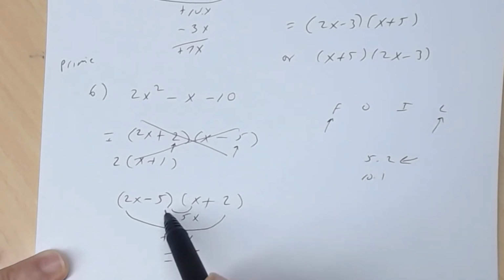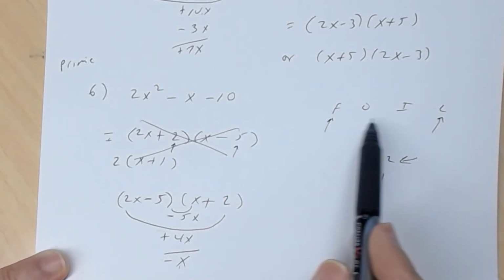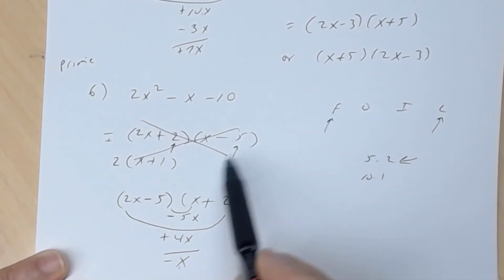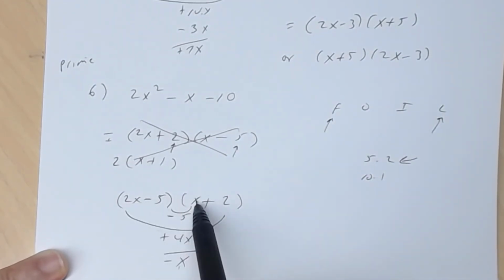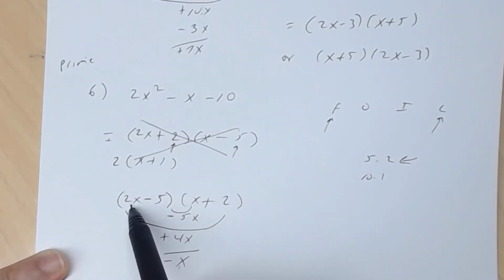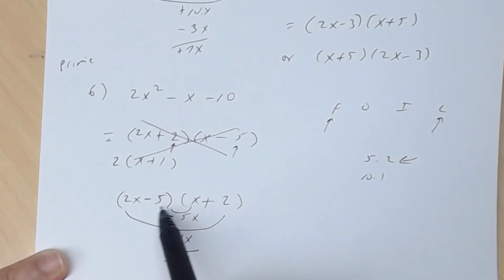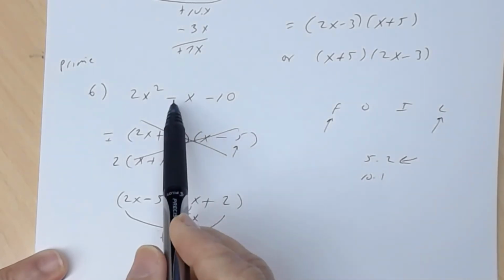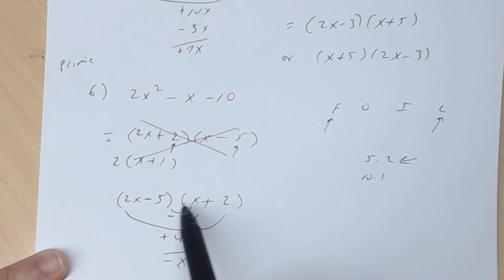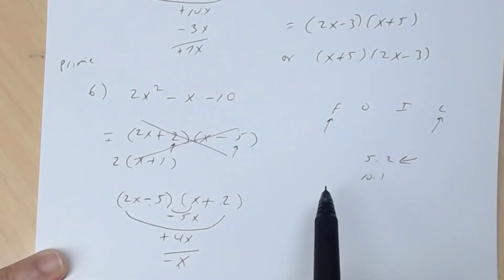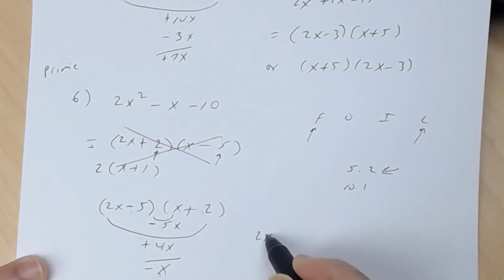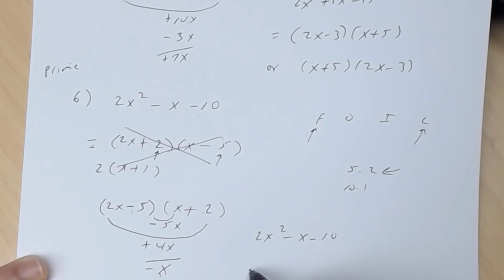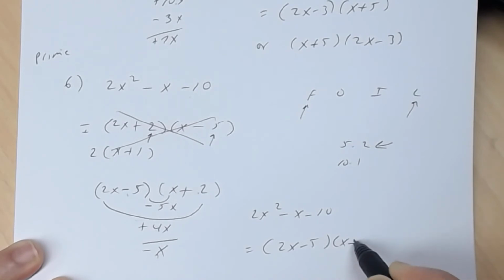All right, now again, before you say this is correct, always verify. Multiply this out using FOIL. 2x times x is 2x squared. The outer, 2x times a positive 2, is a positive 4x. The inner, a negative 5 times x, is negative 5x. When I combine these, I get a negative x, which is what you wanted. And then a negative 5 times a positive 2 is a negative 10. So 2x squared minus x minus 10 is going to equal 2x minus 5 times x plus 2.